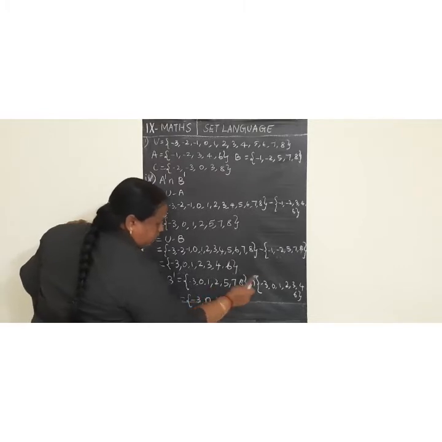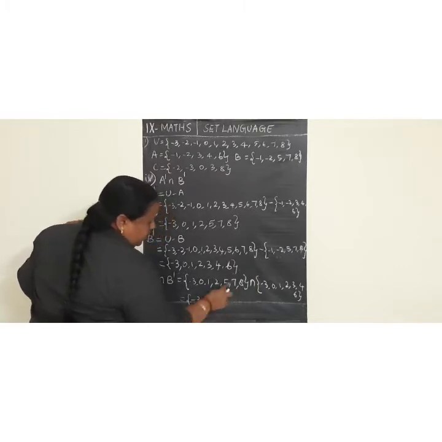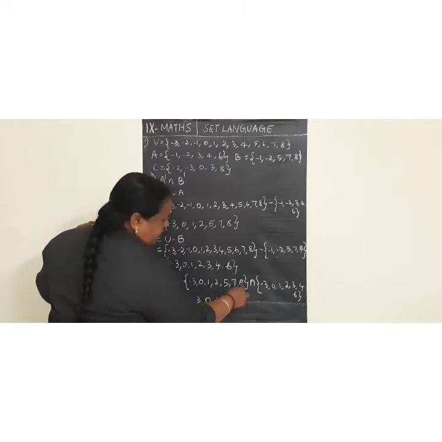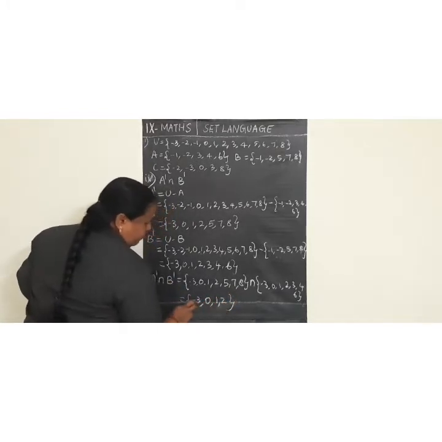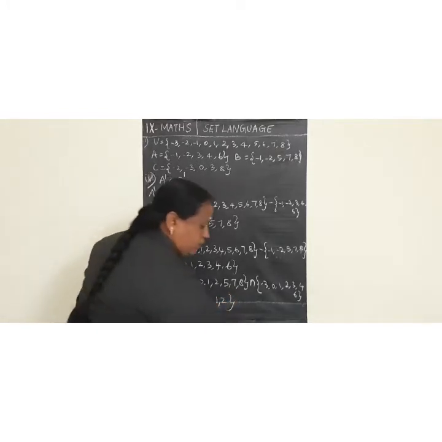Next element is 2. 2 is also there. We have to write 2. Next element is 5. 5 is not there, so we won't write that one. 7. 7 is not there. Next element is 8. 8 is also not there. So A' intersection B' is equal to {-3, 0, 1, 2}.